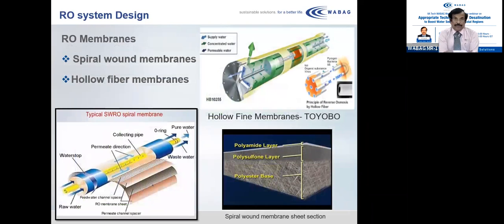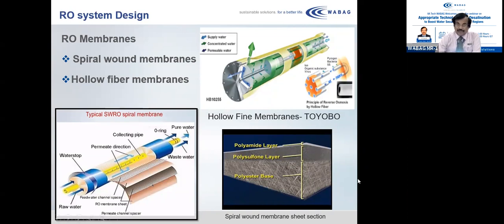Now we come to RO membranes. Most of you will be familiar with spiral wound membranes. The configuration of the spiral membrane is that the membrane sheets are wound in the form of a spiral and made cylindrical, in the standard sizes of 8 inch by 40 inch or 16 inch by 40 inch. They are standard available, and for higher capacity plants they go in for 16 inch, and for smaller capacity plants they go in for 8 inch membranes.